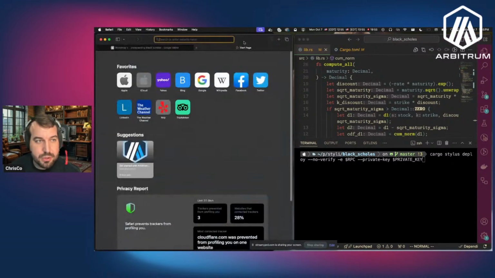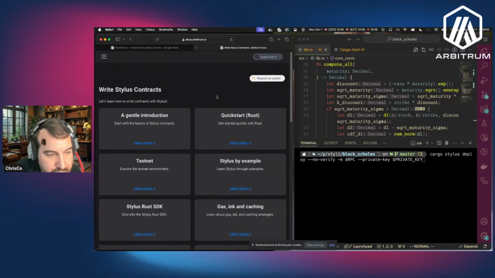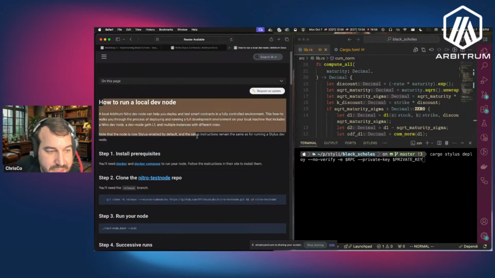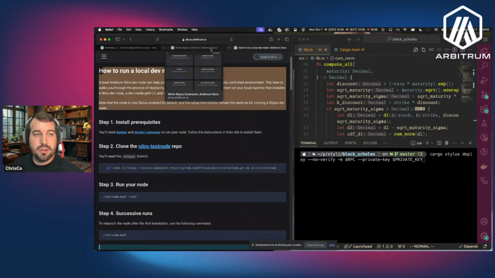And to review, if you go to docs.arbitrum.io, go to the Stylus section, click Write Stylus contracts, and I think we click Run a Stylus dev node right here, it's going to explain how to run a local Nitro test node that you can use to run a simulated Arbitrum environment locally on your machine in a Docker container. That will set up a whole virtual L2 and L1 on your machine that you can deploy contracts against. So, I highly recommend you use that as you're developing on Stylus, and just go to docs.arbitrum.io to get that.